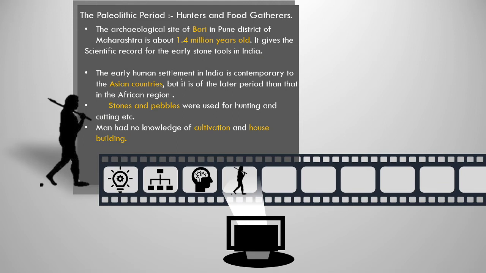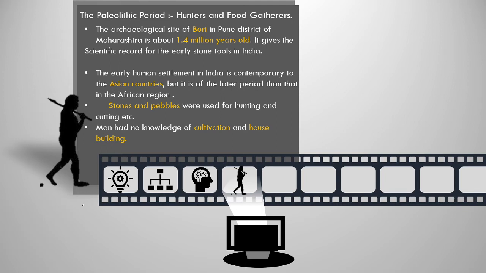The early human settlement in India is contemporary. What's the meaning of contemporary here? It means simultaneous to the Asian countries. So the human settlements occurring in India were going on at the same time as in the Asian countries as well. But these Asian countries were lagging behind. The first human settlement was done in Africa, then came the Asian countries. So the first human settlement was in the African region, then it continued to Asian countries.